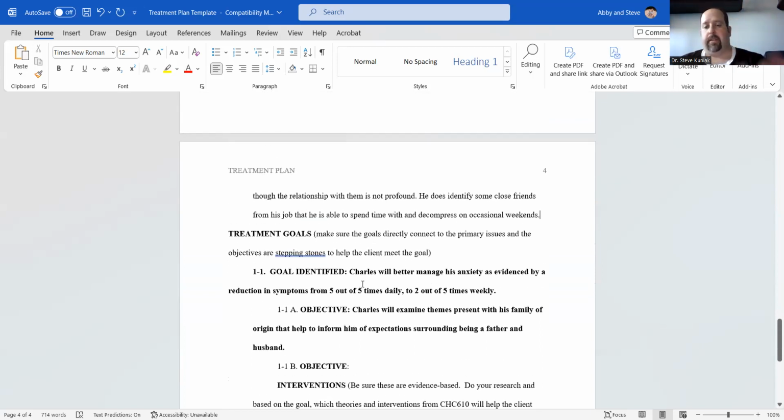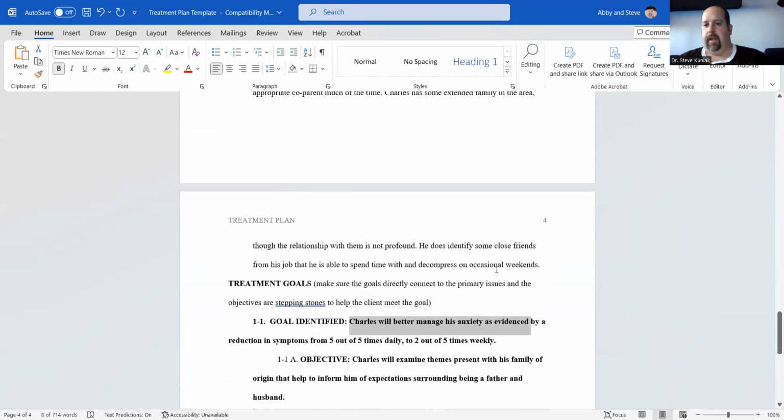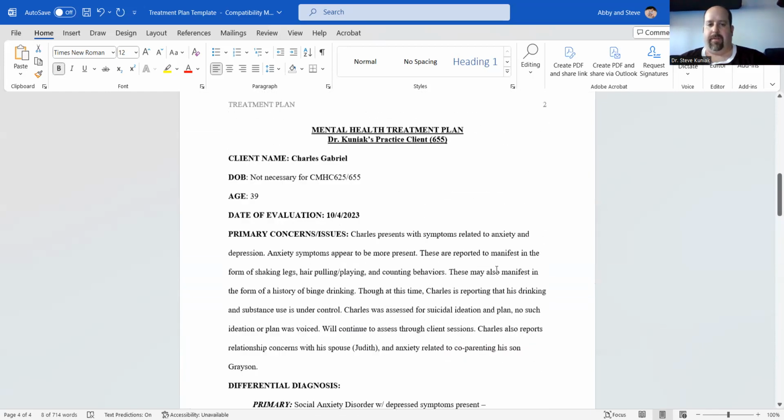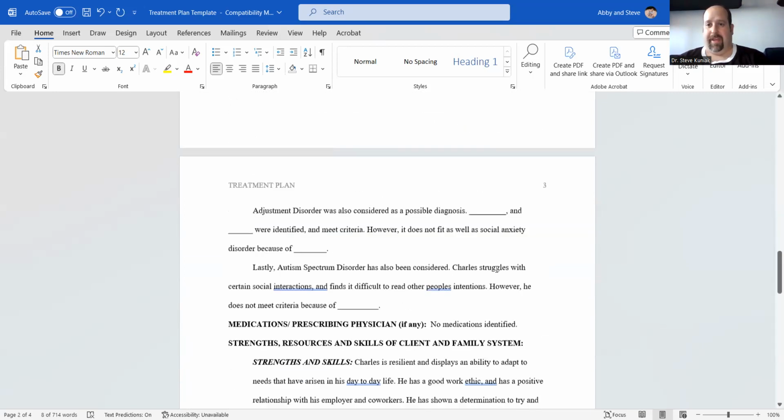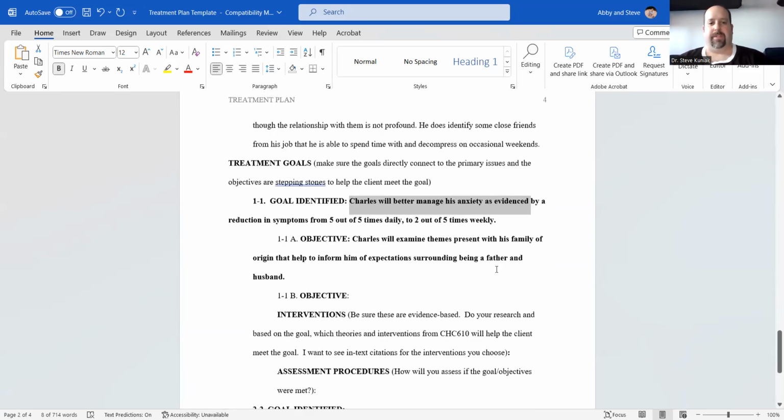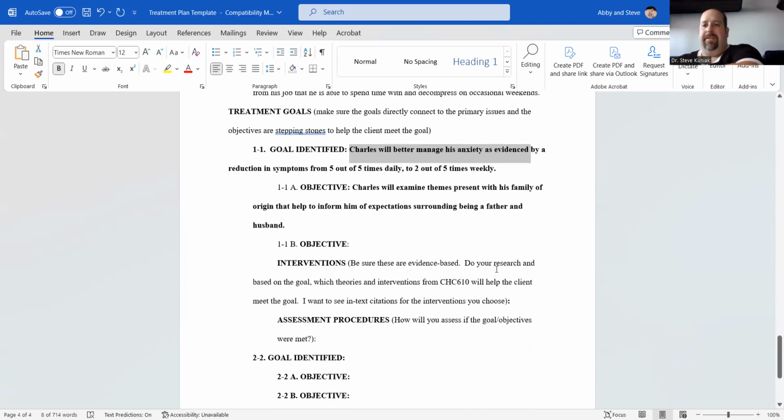So what I'll check is I'm not looking for specific goals, but I want to make sure that if you're talking about Charles will better manage his anxiety, then the diagnosis should be anxiety related. If you've diagnosed him with something like, I don't know, a somatoform disorder, which is a disorder where someone's experiencing physical health problems. Most folks are going to diagnose with anxiety, depression, or adjustment disorders. I recognize that, and that's totally appropriate.